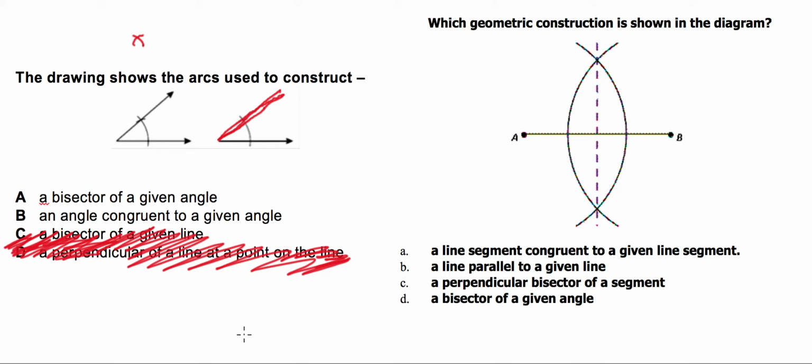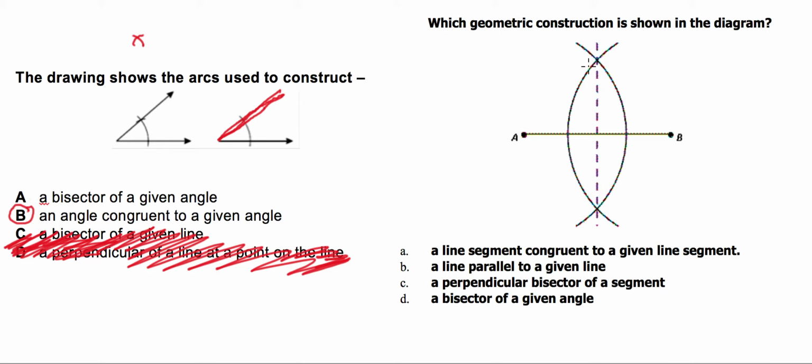Am I looking at a bisector of a given angle, or am I looking at an angle congruent to the other angle? They both look like they're the same size to me, so I'm going to say congruent. B. See how easy that was? Logic. What do I see? Now for the second one.